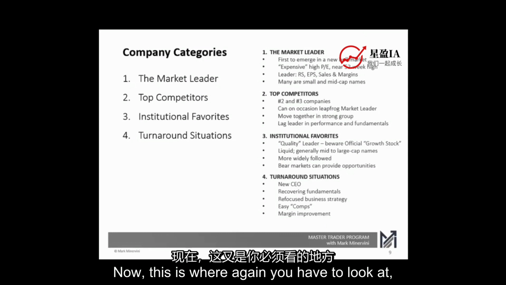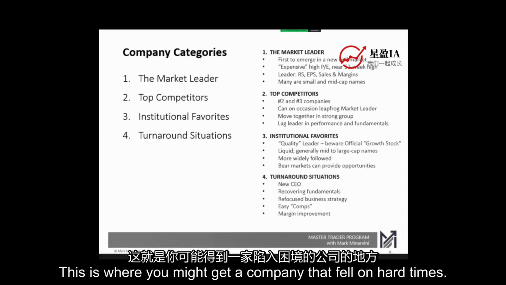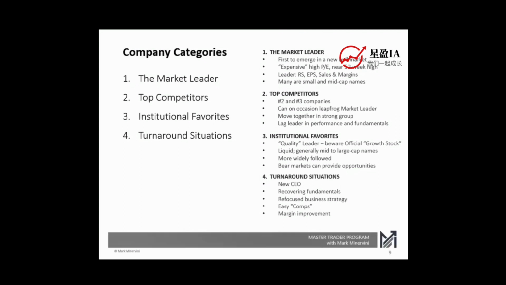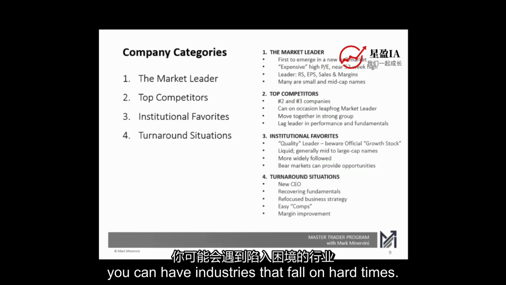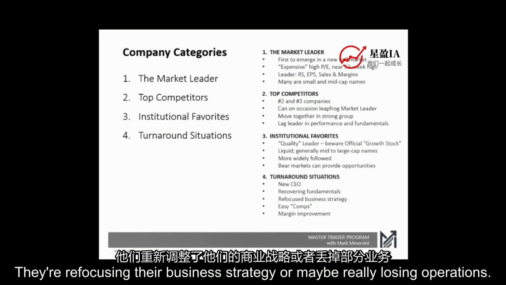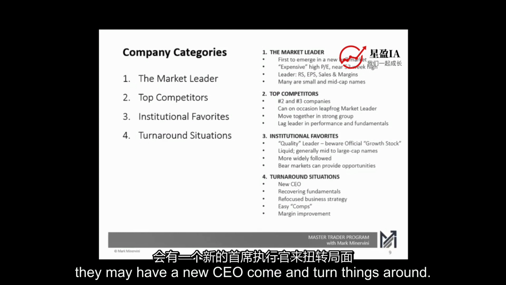Now, this is where, again, you have to apply a few parameters a little bit differently on the turnaround situation. This is where you might get a company that fell on hard times, and we got a lot of turnaround situations in recent times after the bear market from COVID and so forth. If you get a recession, you can have industries that fall on hard times, and now they're trying to recover their fundamentals. They're refocusing their business strategy, or maybe shedding losing operations. They might have a new CEO come in and turn things around.